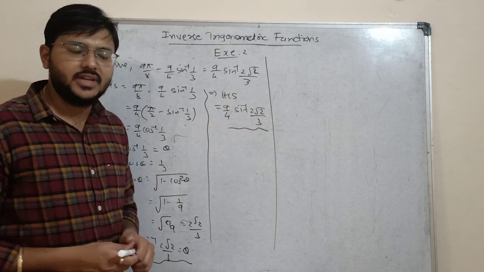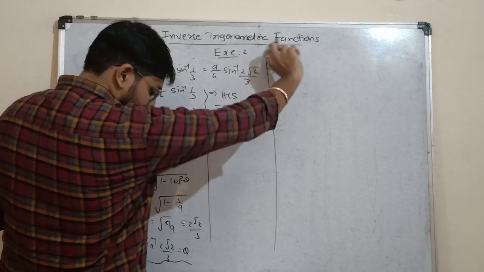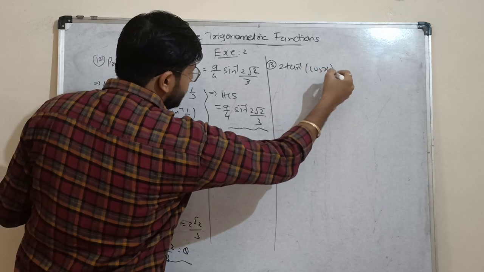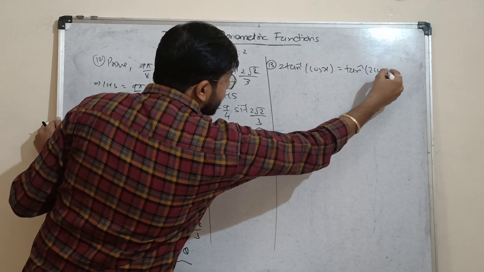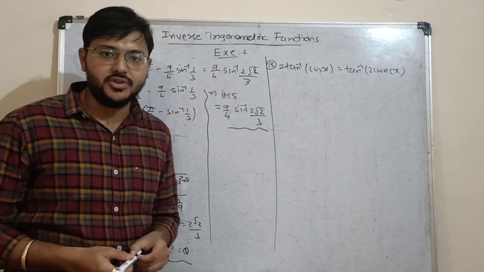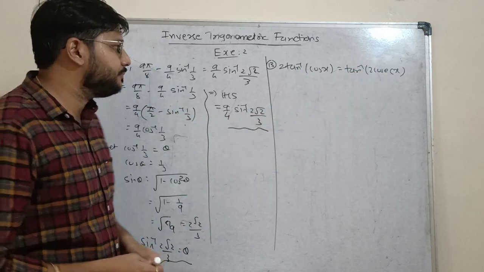Simple sum, right? Next, number 13 is also important. We have been given one equation: 2 cos inverse x equals tan inverse 2 cosec x, and we have to find the value of x from this equation. Finding the value of x means we have to solve this equation.